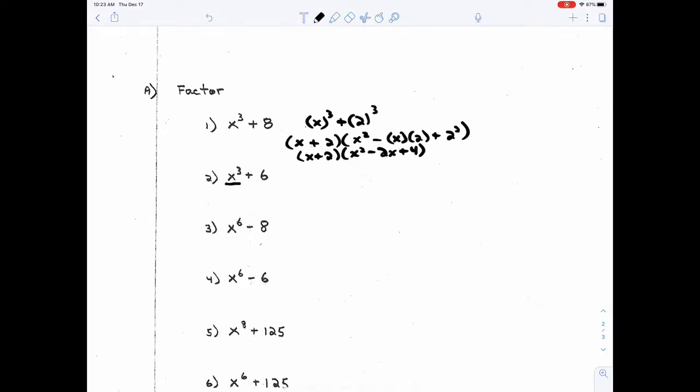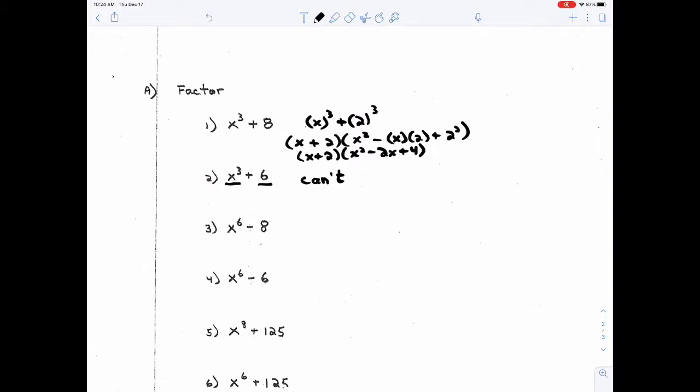Okay, x times x times x is x to the third. What's 6? Well, it's not a cube. There's nothing times itself 3 times that gives you 6, and it's not a square. So you can't do this. They have to both be cubes or both be squares. The x to the third is a cube. 6 is neither a square nor a cube, so you can't do it.